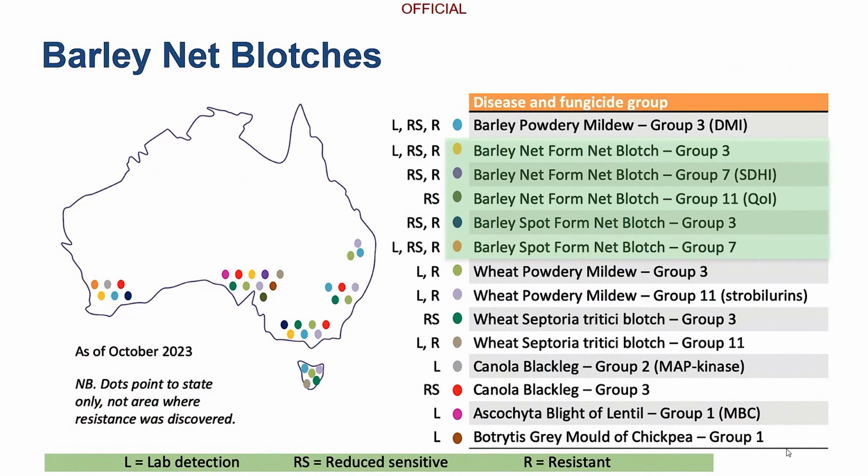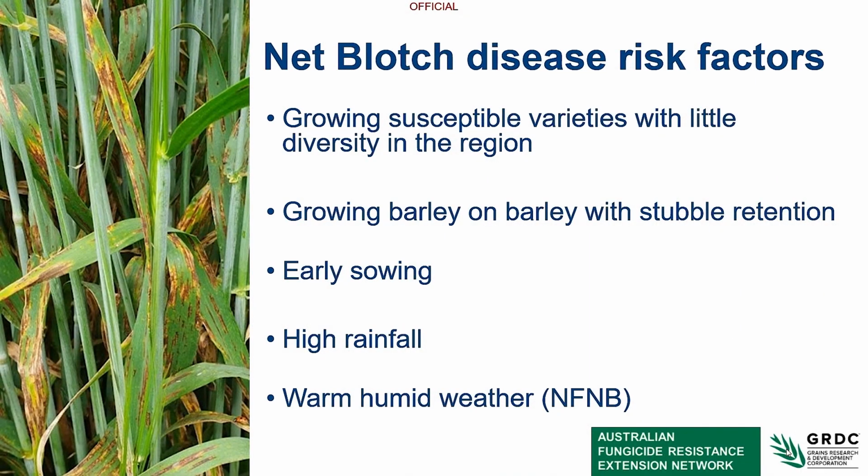I'll touch now on the barleys, which is predominantly net blotches in South Australia. We actually have no spot form net blotch resistances currently in South Australia, so that's another good news story. But we do have several with net form net blotch, and that's our second one that we're really struggling to manage in South Australia. Both of the net blotches, we've got susceptible varieties with little diversity within the regions.